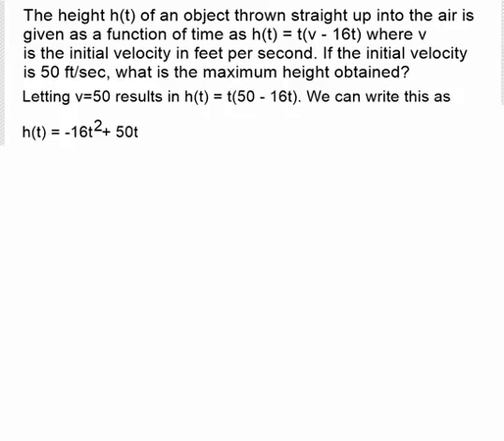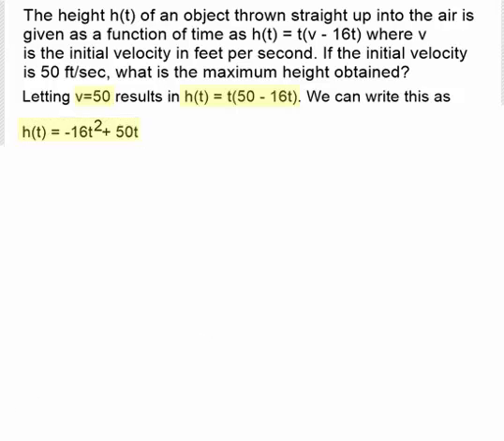The problem here is the height h of t of an object thrown straight up into the air is given as a function of time as h of t equals t times v minus 16t, where v is the initial velocity in feet per second. If the initial velocity is 50 feet per second, what is the maximum height obtained? Well, the first thing we do here is let v equal 50, and we plug that in, and we get the function h of t equals t times 50 minus 16t, and we can rewrite this as h of t equals negative 16t squared plus 50t.